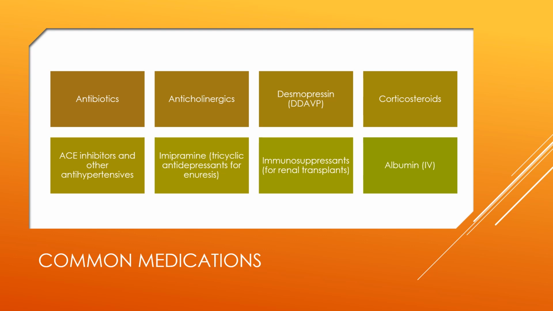Immunosuppressants cause immune suppression to prevent rejection of renal transplants. And albumin increases intravascular oncotic pressure, which helps move fluid from the interstitial to the intravascular space.